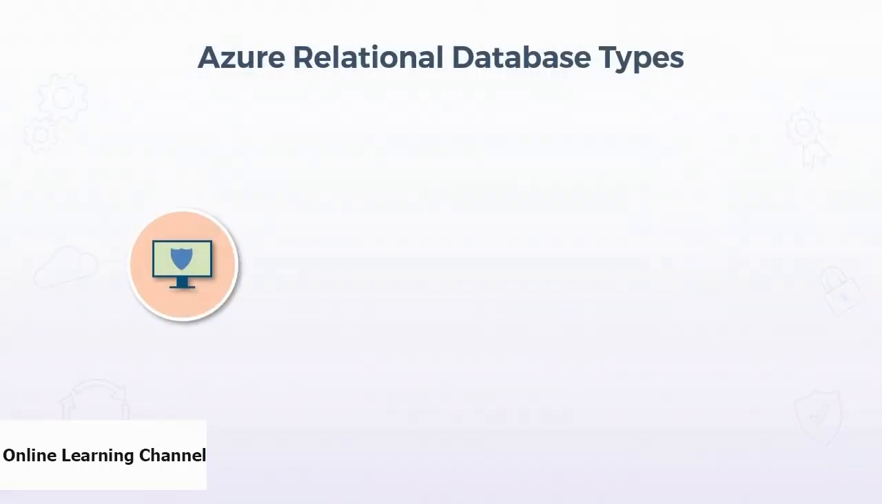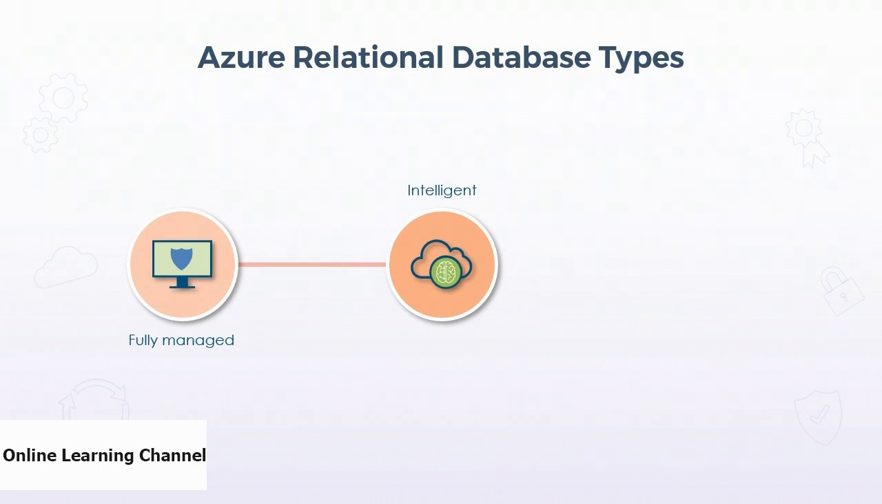Now let's take a look at some of the Azure relational database types. So Azure gives you many choices of fully managed relational databases. These are intelligent databases and extremely flexible. So they can be SQL, NoSQL, in-memory databases, a lot of proprietary databases, a lot of open source engines, whatever you need to fit your modern application.